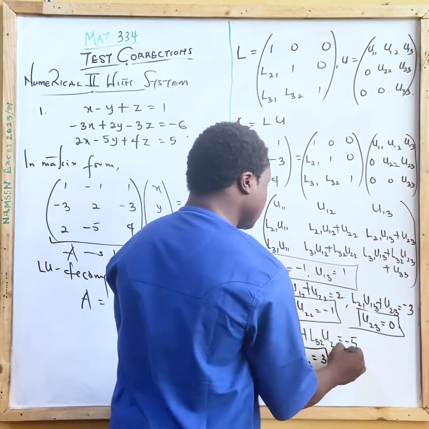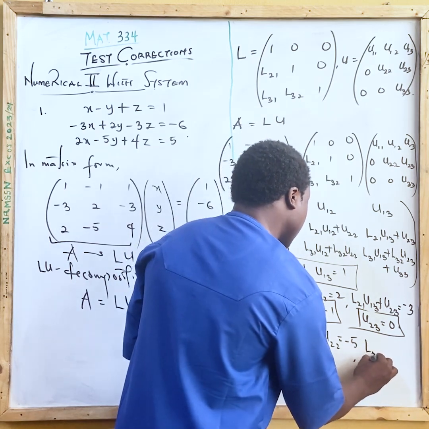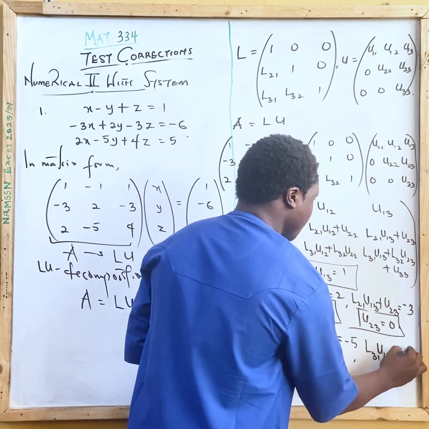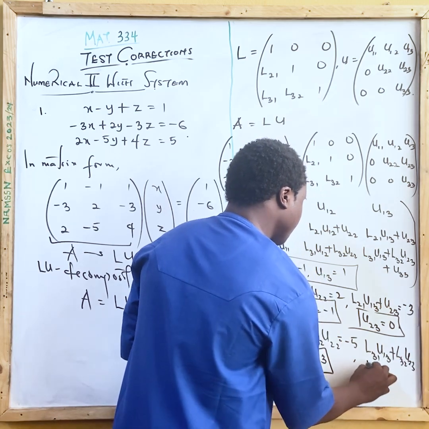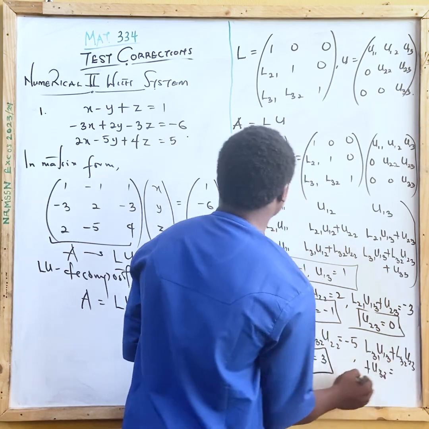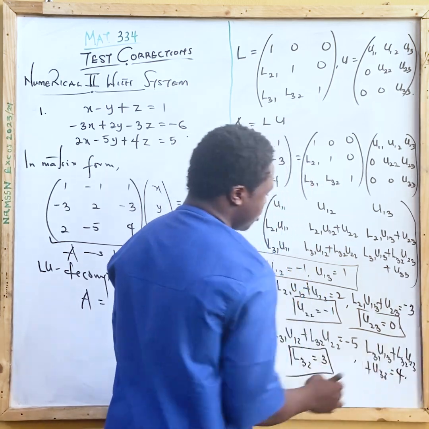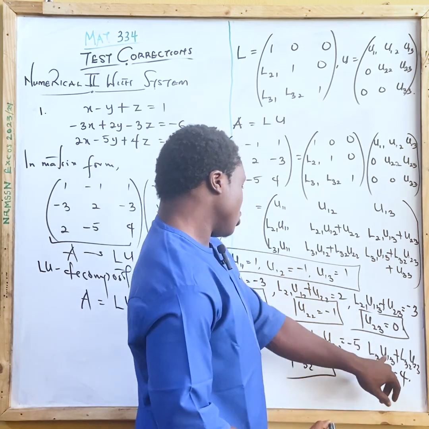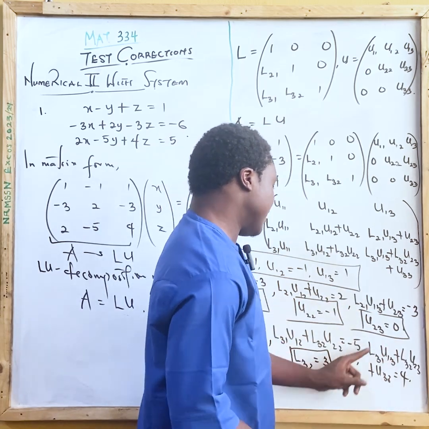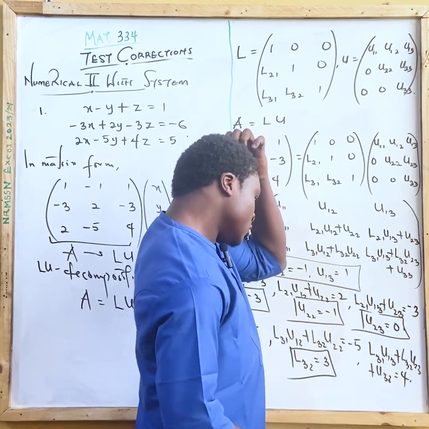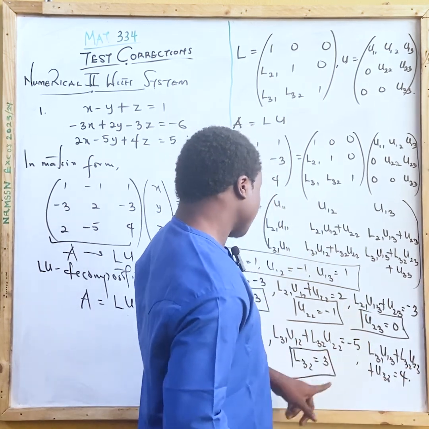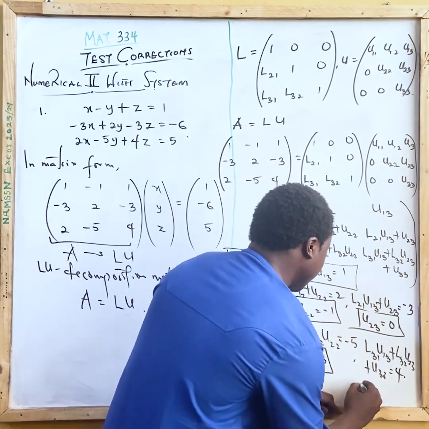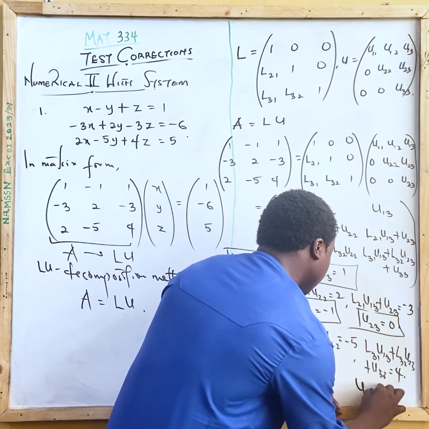And then for the last one, L31 U13 plus L32 U23 plus U33 is equal to 4. So if we analyze again, our L31 is 2, U13 is 1, so this is 2. If I take it here, it becomes -2. That's 2 here, that's 2 there. L32 is 3, U23 is 0. I have 0 there, so it means that my U33 is 2. So our U33 is equal to 2.